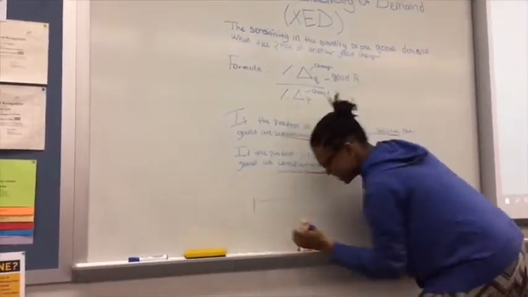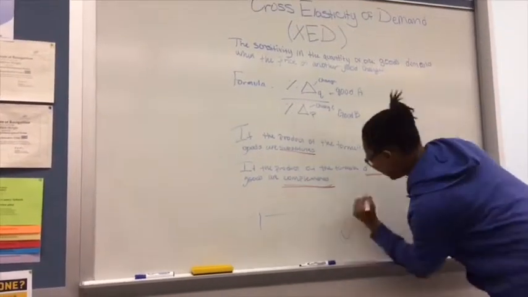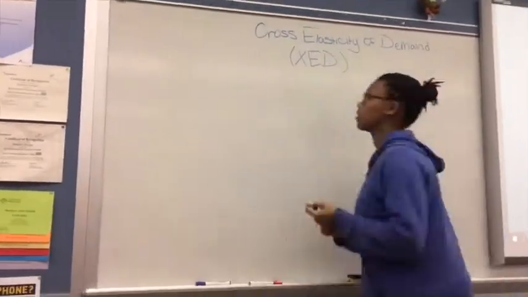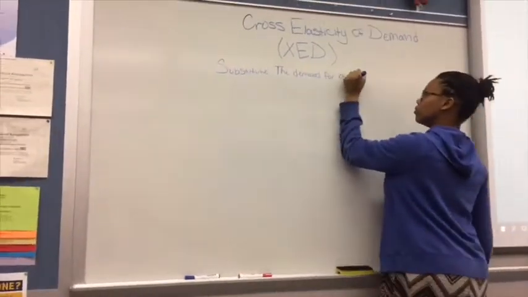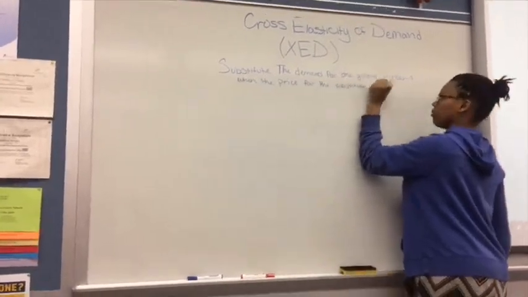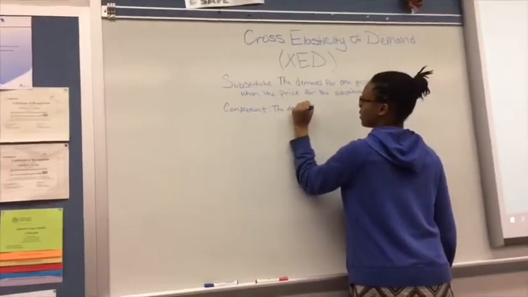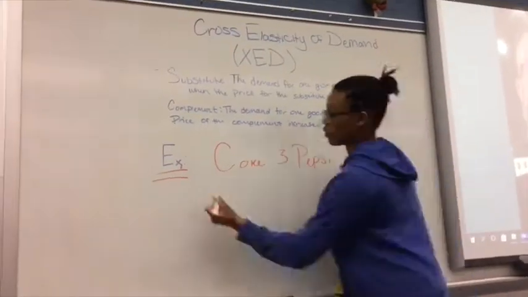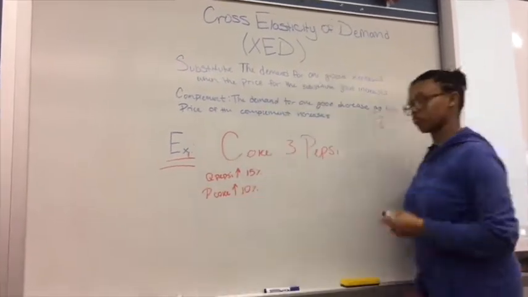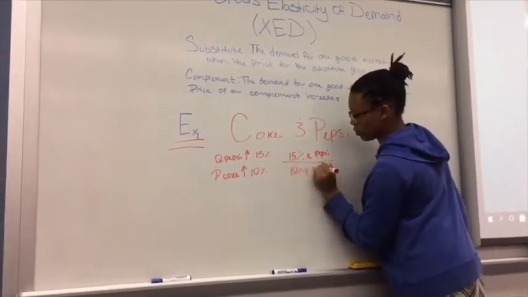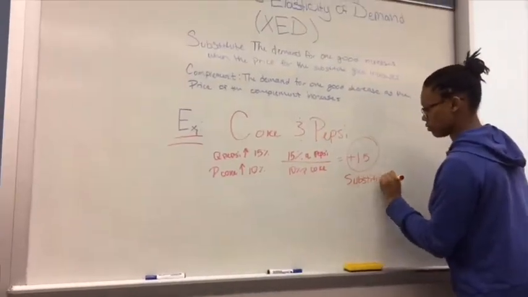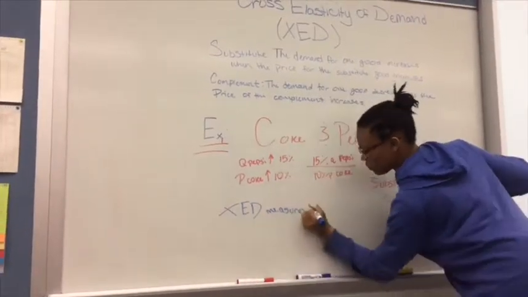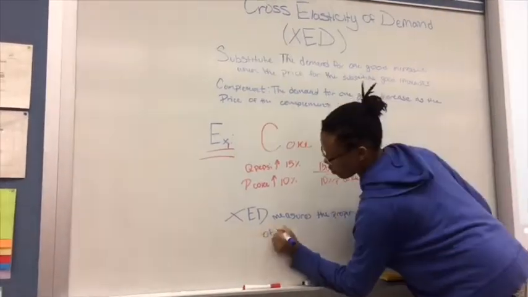As you can see on this number line, a negative number shows a complement good, and a positive number shows a substitute good. For example, Coke and Pepsi are substitute goods. The price of Coke increasing causes the demand for Pepsi to increase. Using this formula shows me the cross-elasticity, and as you can see, the product is positive. Cross-elasticity measures how much of one good should be kept in stock in relation to the price of another good.